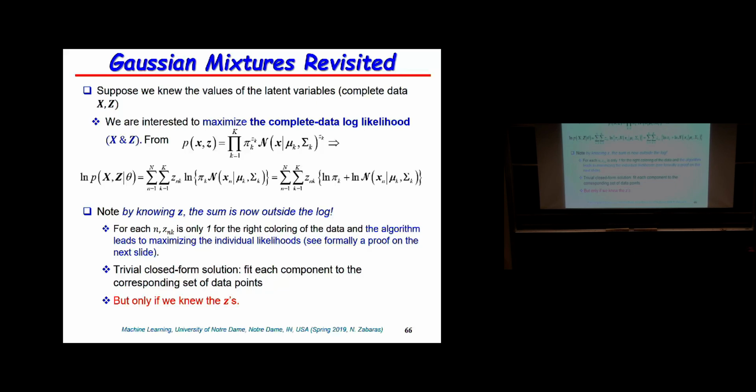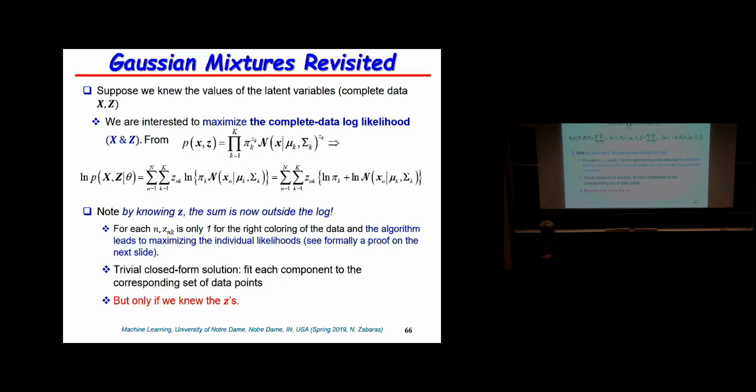What is it? The expectation of Z. Remember the Z variable is binary, 1 and 0. For a binary variable, the expectation is equal to what? The probability. The probability that Z_nk is equal to 1. And what name did we give that posterior probability?